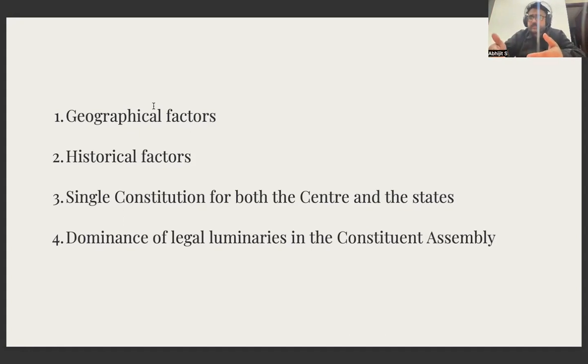There was the article 370, or a better term to use would be that it is no longer valid, the article 370, which was applicable for Kashmir.